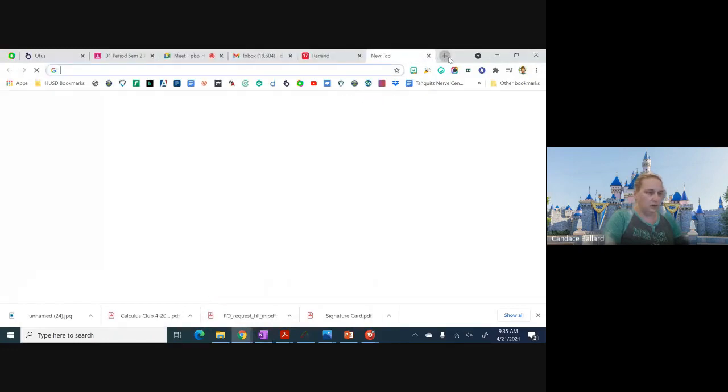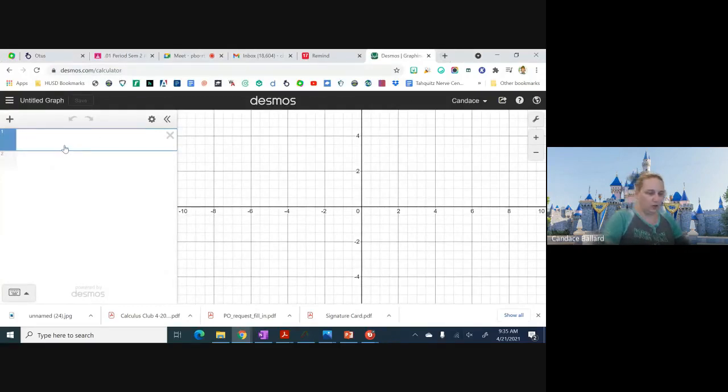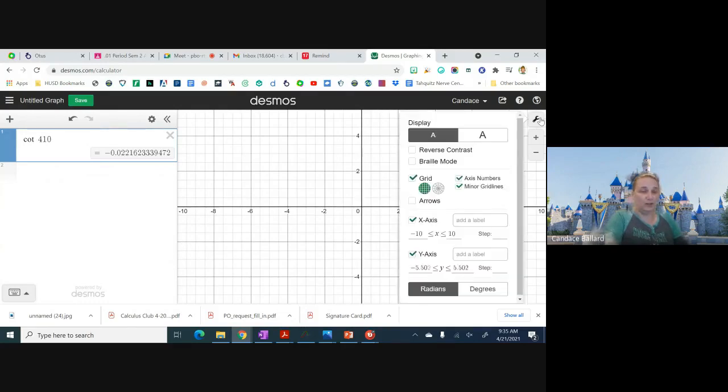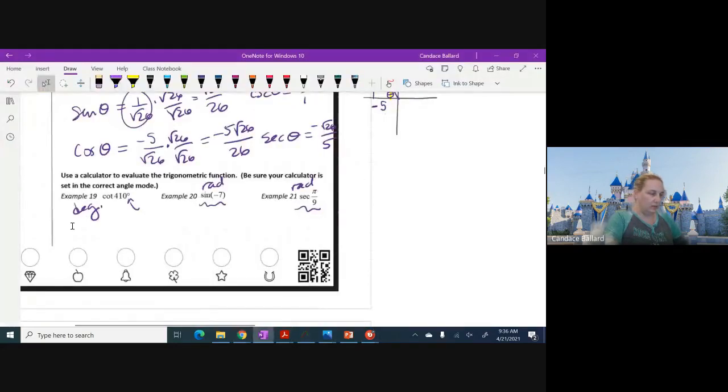So let me go in. I'm going to get into Desmos here, and I'm going to do this with you really quick. I'm probably not going to write down a whole lot. Our first one was cotangent of 410, but that's not the right answer, right? Because we were supposed to be in degree mode. Remember, Desmos defaults to radians, so we have to switch it to degrees. So our answer would be, it looks like I don't need to round even, 0.839. Make sure you're getting the right number of decimal places. Oh, they put a little tag from Desmos. Wasn't that nice of them?